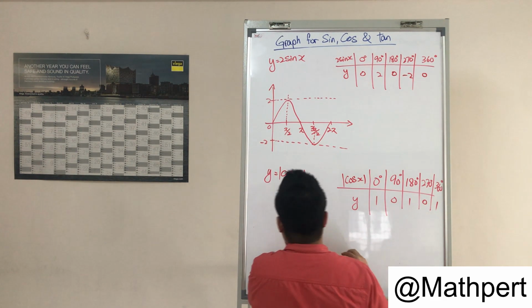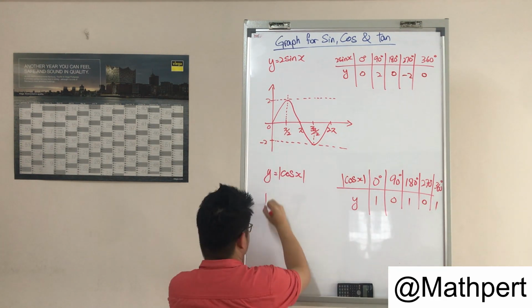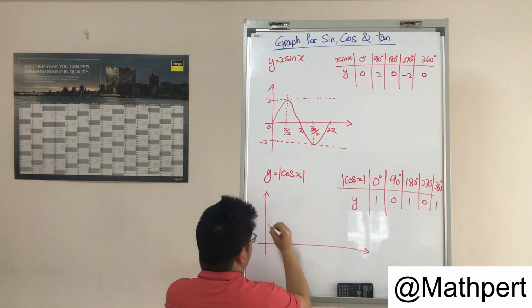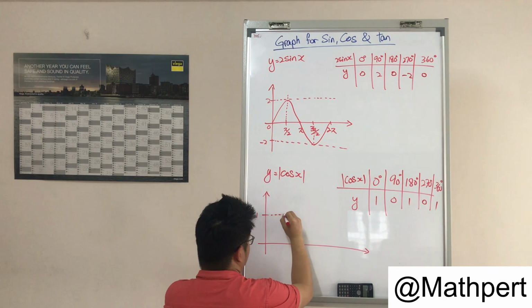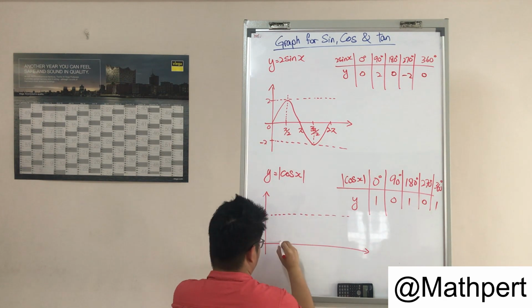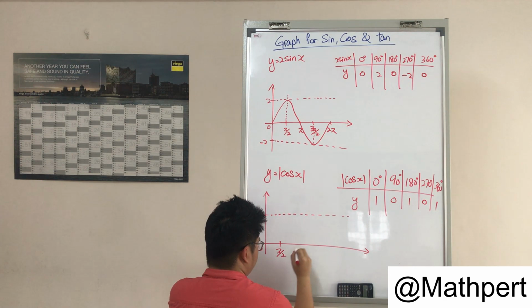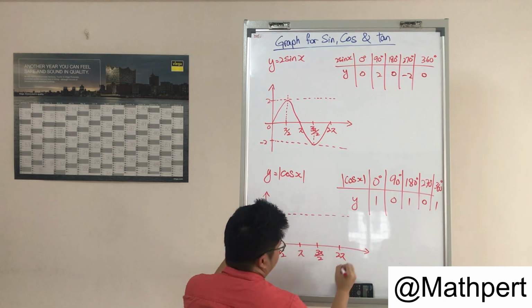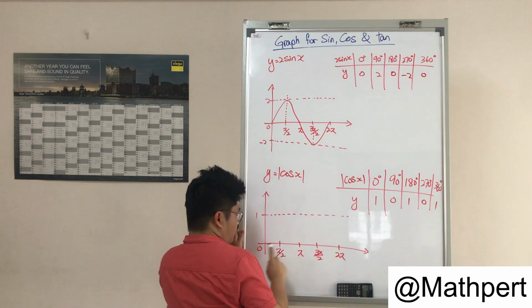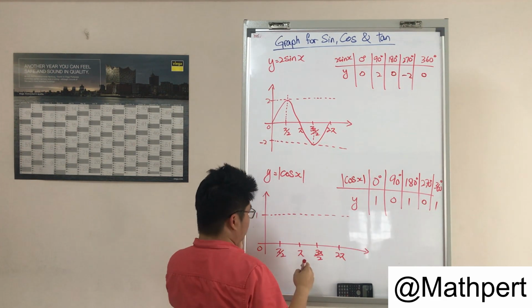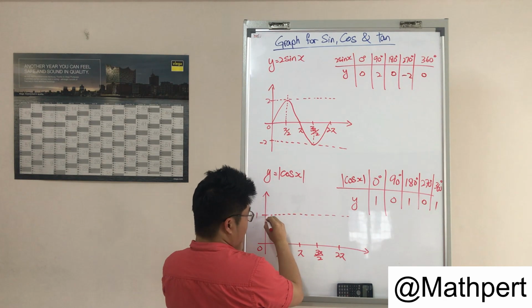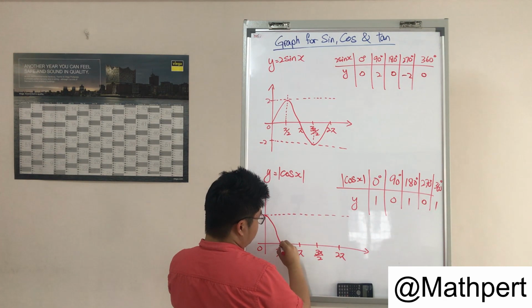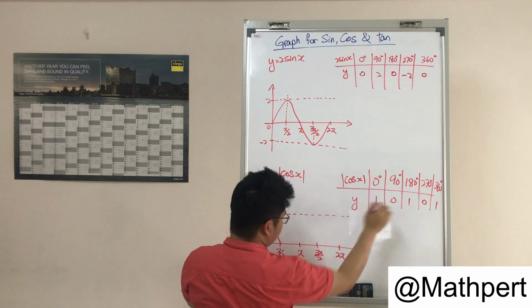So the graph for this will be: 0, pi divided by 2, pi, 3 pi divided by 2, 2 pi. So when cos 0 degrees, y equals 1, and then here is 0, 180 is 1.